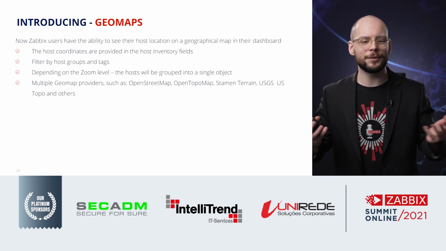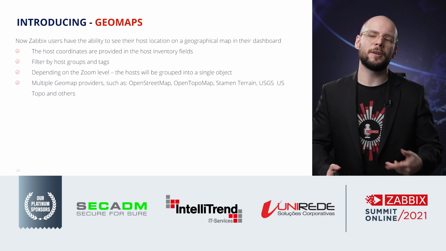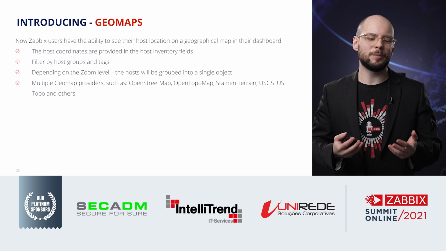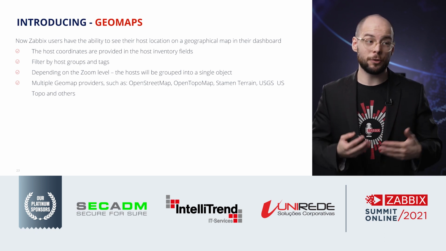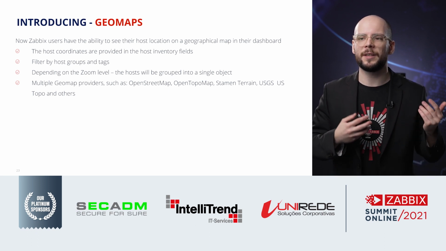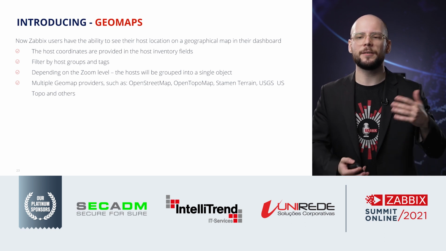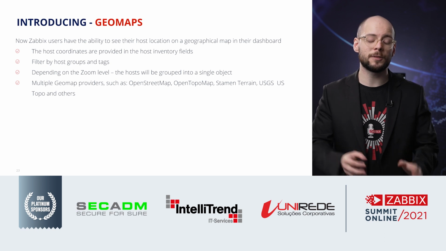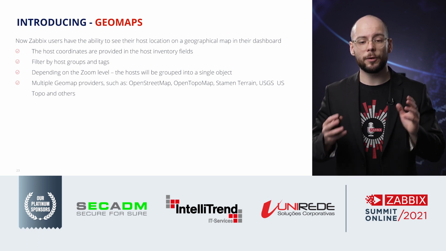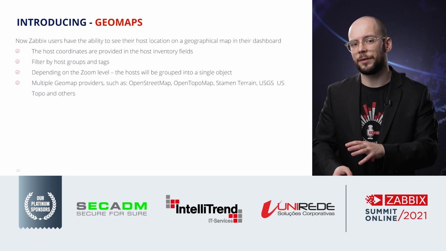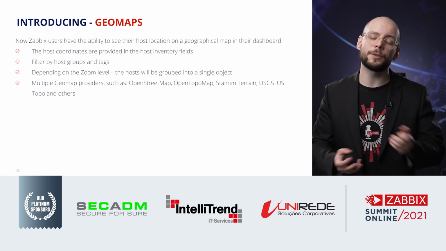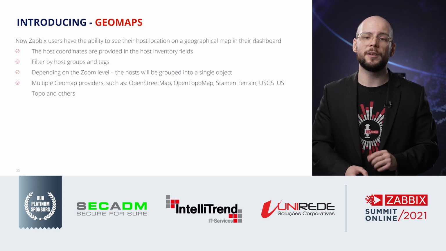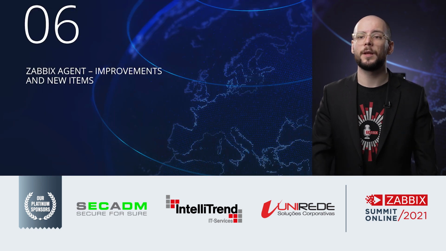Now it's native. You plug in a map in a widget on your dashboard, you select your map provider, select which host groups to display, which hosts from which host groups to display, filtered by tags, and you can zoom in and zoom out, and you can filter by severities and things like that. You'll be able to see your hosts located geographically. The coordinates will be provided in the inventory fields for this. Multiple providers for your geomaps, and coordinates for the entity will be provided in inventory coordinates fields.